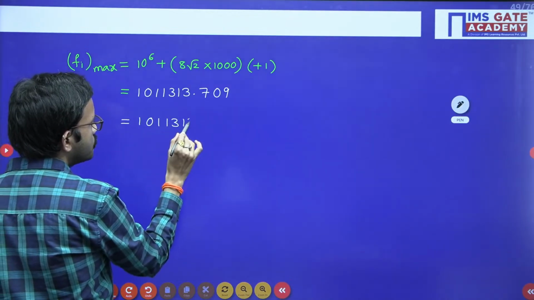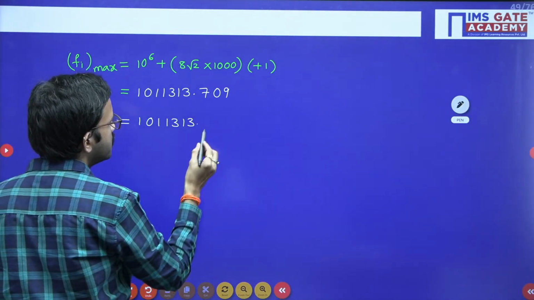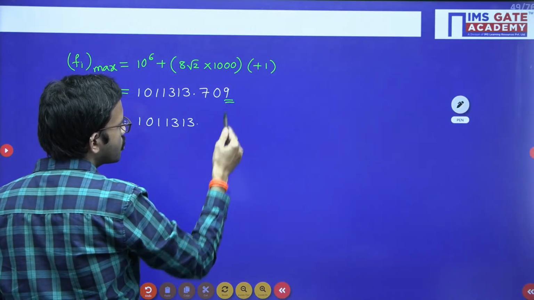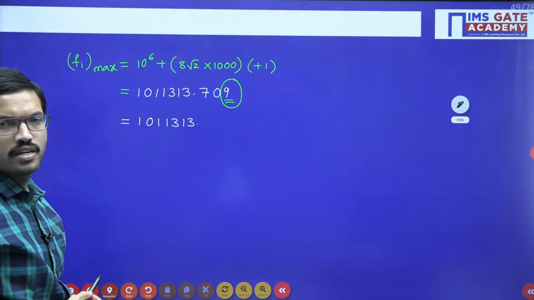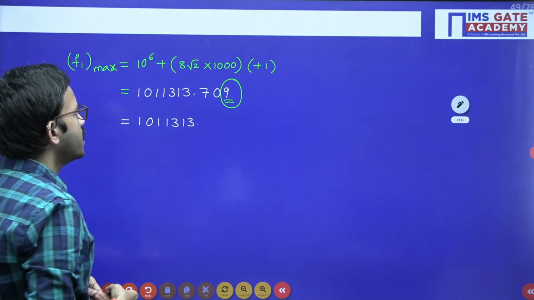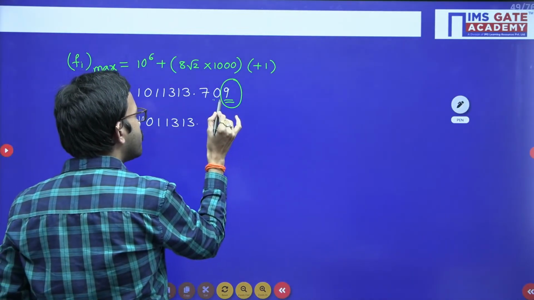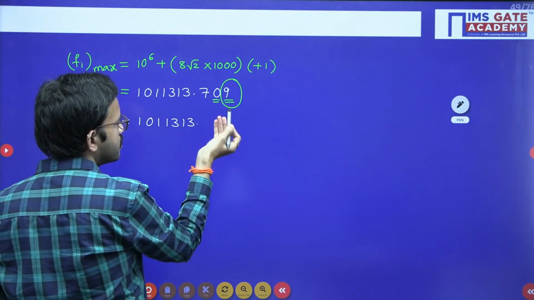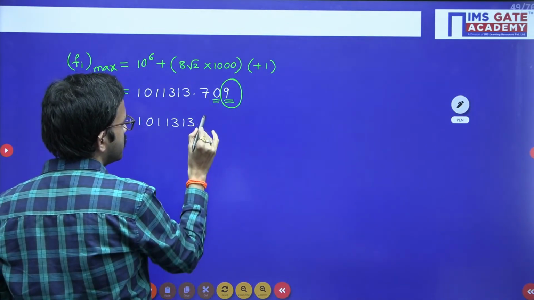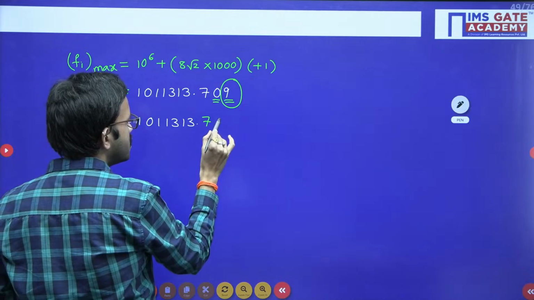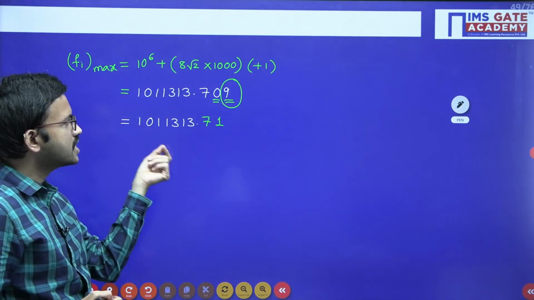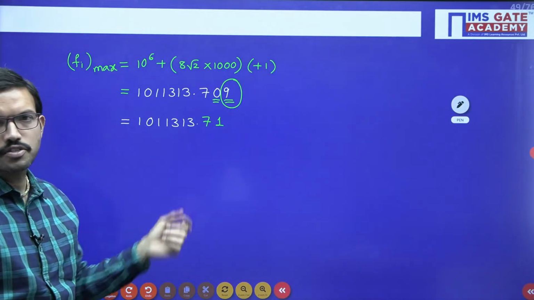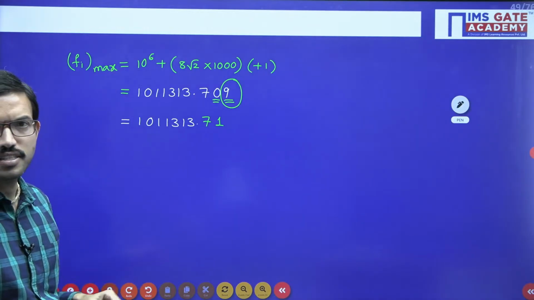If they ask to round off to 2 decimal places, that time you have to observe the third digit. If this third digit value is greater than or equal to 5, whenever that condition is satisfied, you can add 1 to the previous digit. So here 0 plus 1 is nothing but 1. So if they ask you to round off to 2 decimal places, then this is the answer.